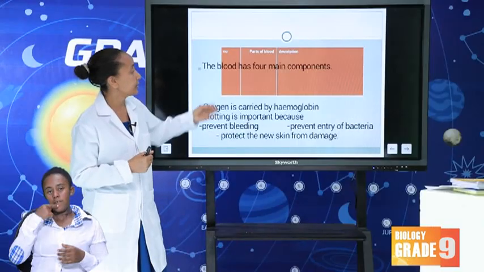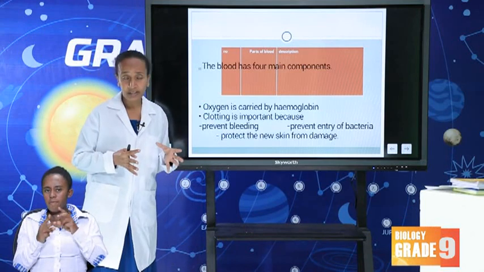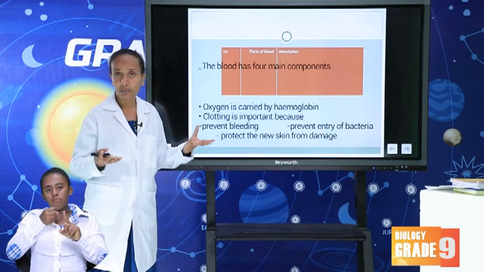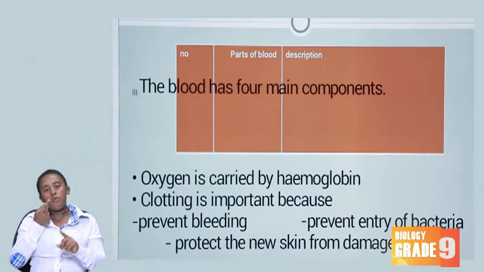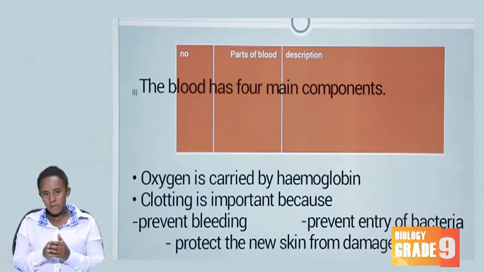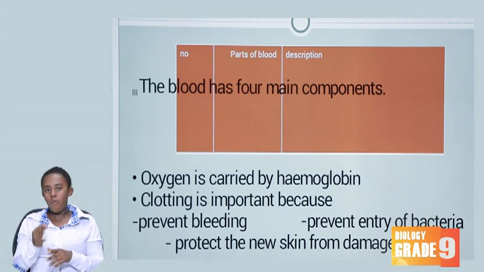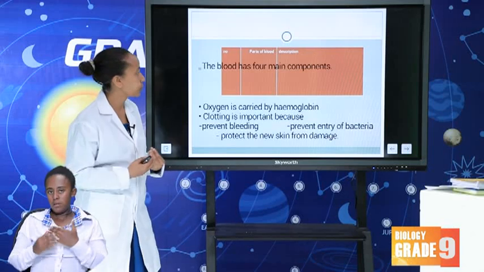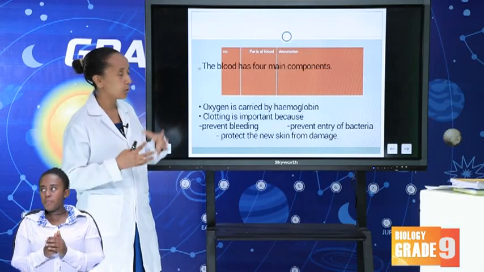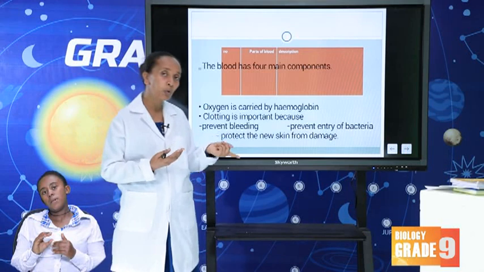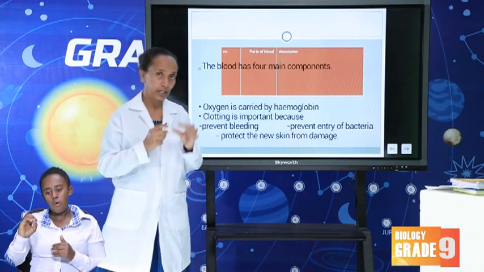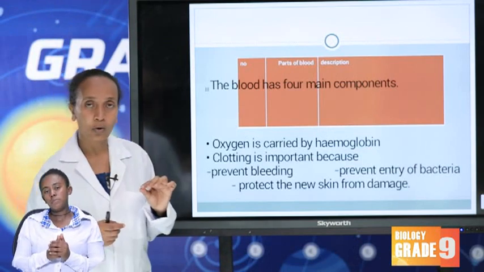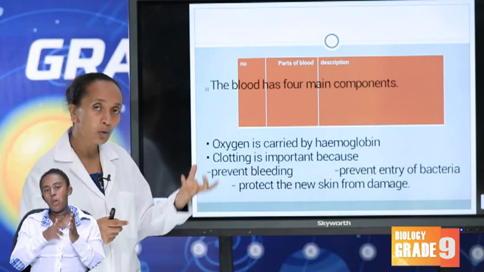We have said that the blood is very important in carrying oxygen. It is very important in defending the body from disease-causing microorganisms and so on. So, which part of the blood is responsible for carrying oxygen? We have to know that the oxygen in our body is carried by hemoglobin, which is found on red blood cells. And the other one is the role of platelets, as we said, which is clotting.